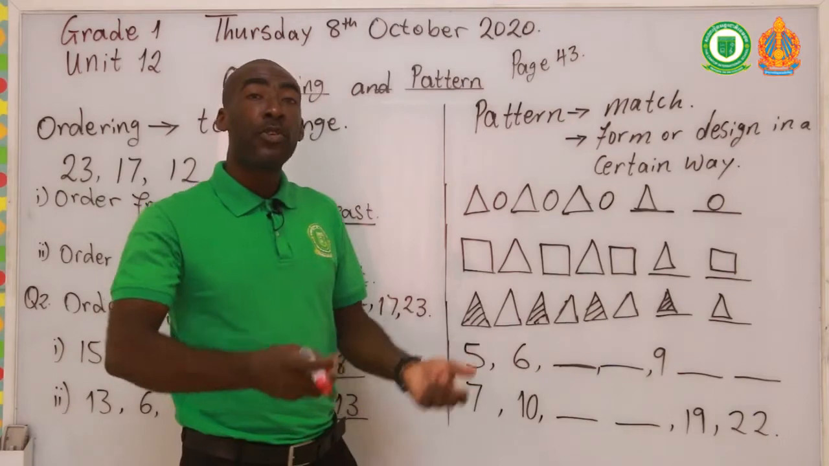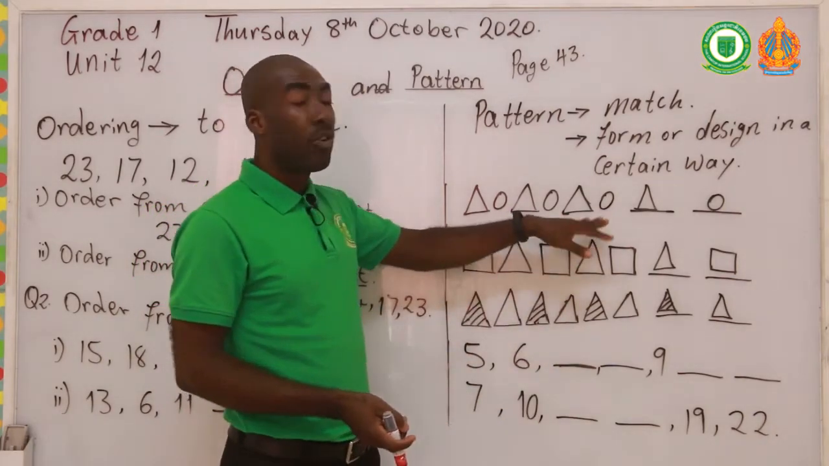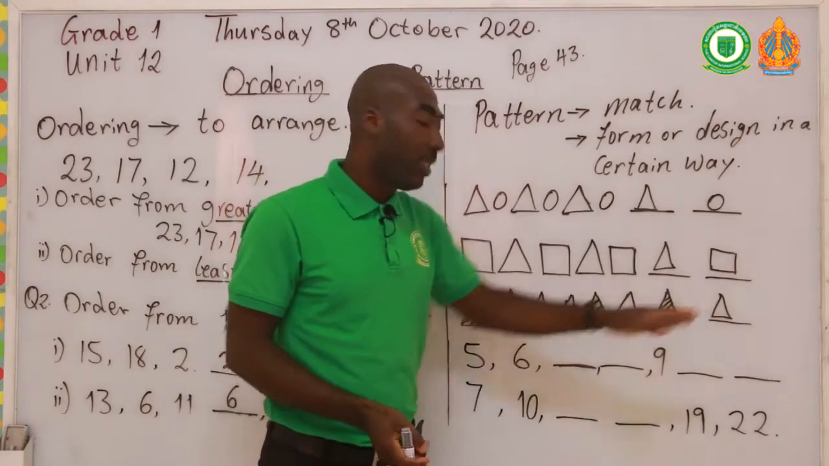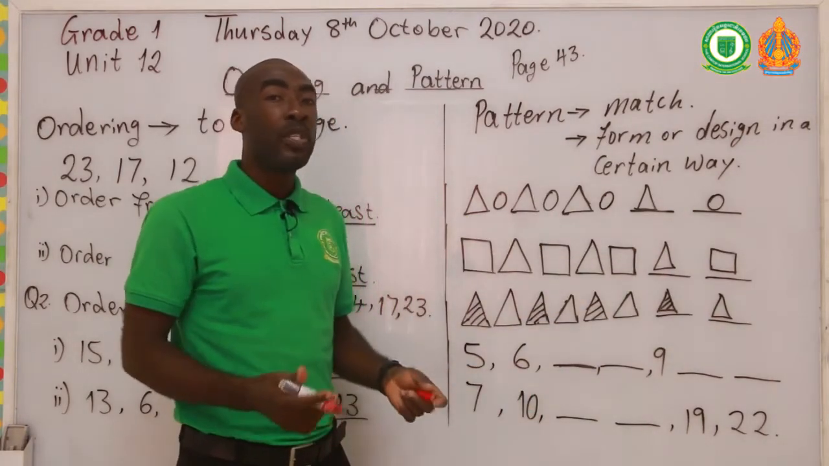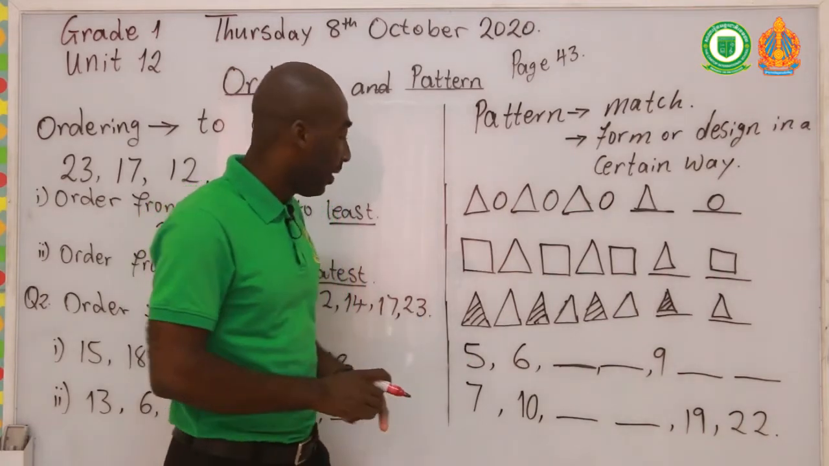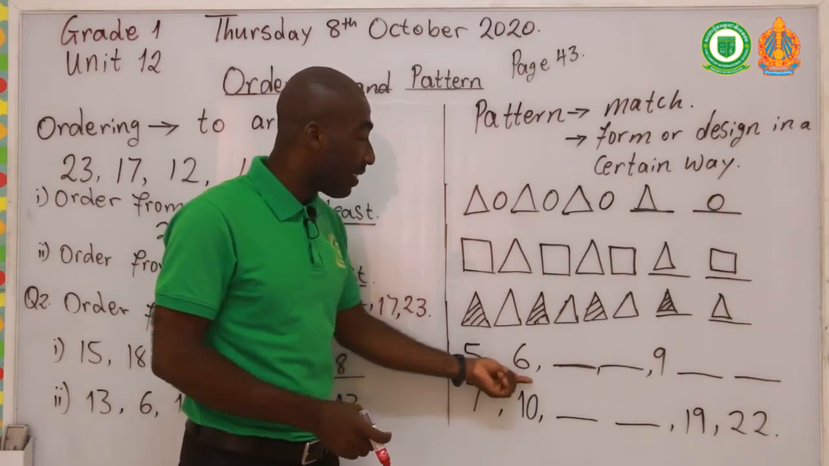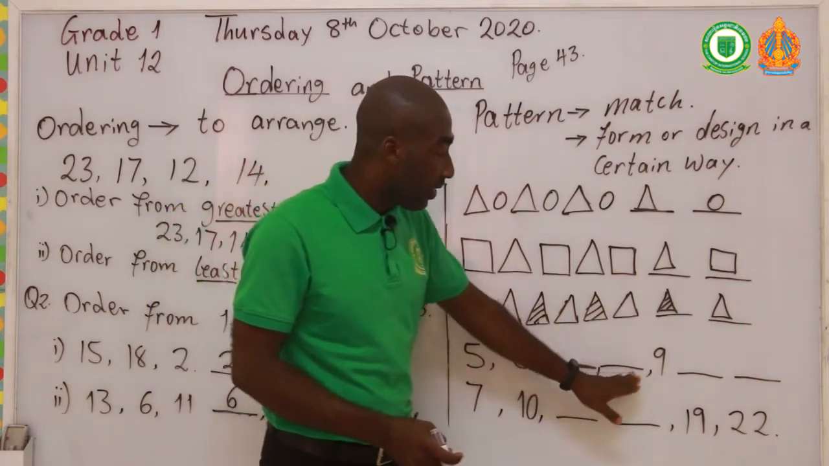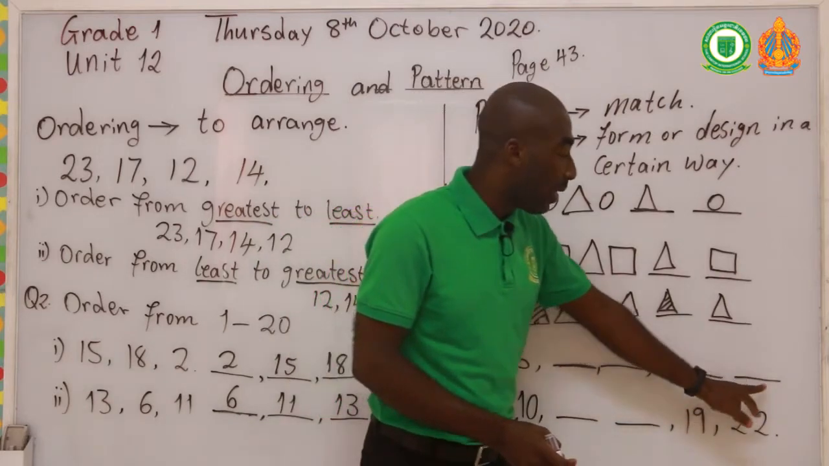Your pattern can also be in numbers. Okay, we can use drawings to create a pattern, or we can use numbers. Numbers can also be put in a certain pattern. So now we have 6 here, we have 5 and 6, we have 2 spaces, and then we have 9 here, and then we have a space here, and then we have a space here.